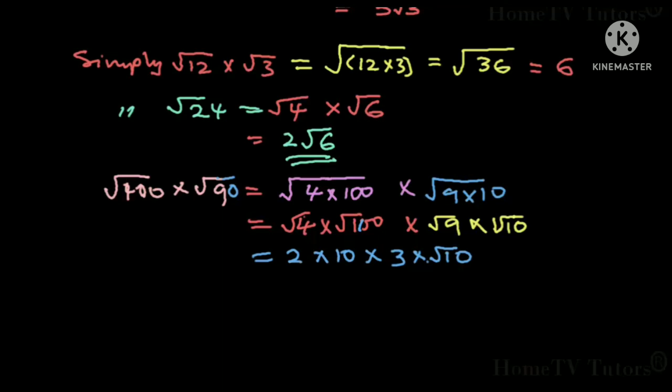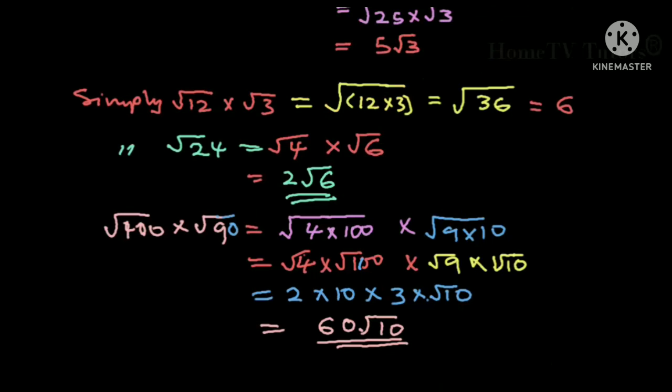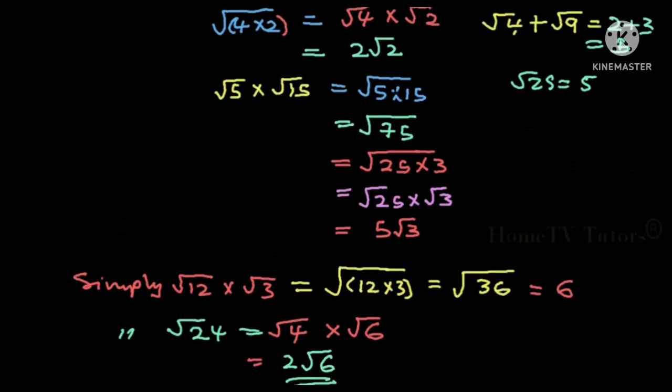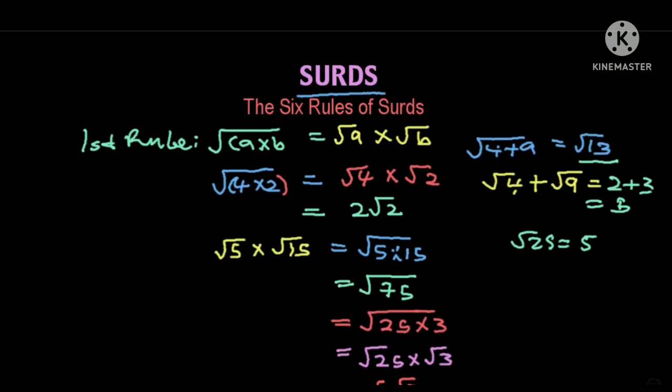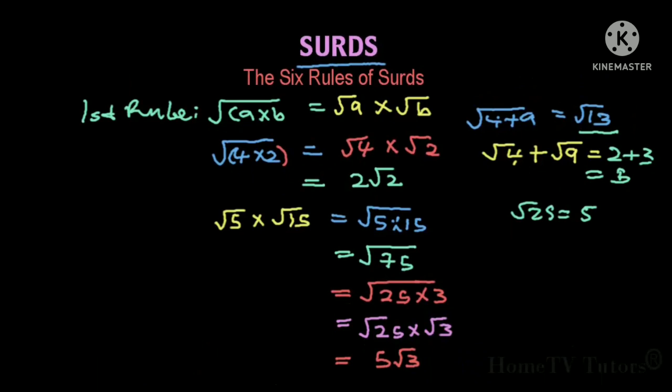Alright, so let's multiply these. 2 times 10 is 20. 20 times 3 will give us 60. So we have 60 square root 10. Good. We cannot simplify any further. So you can clearly see the application of the first rule. Good.